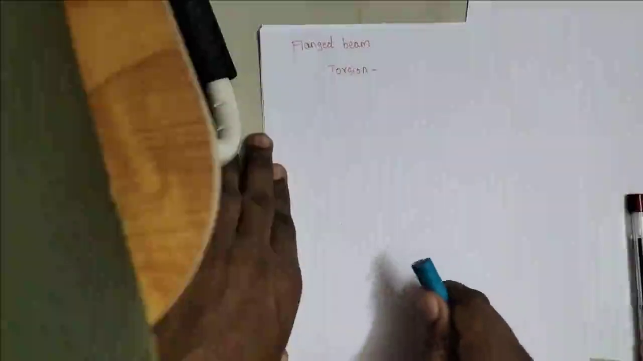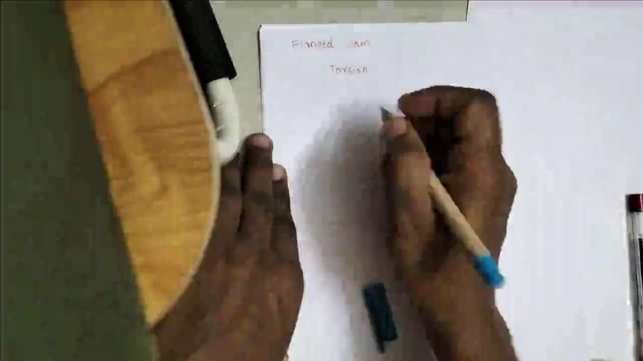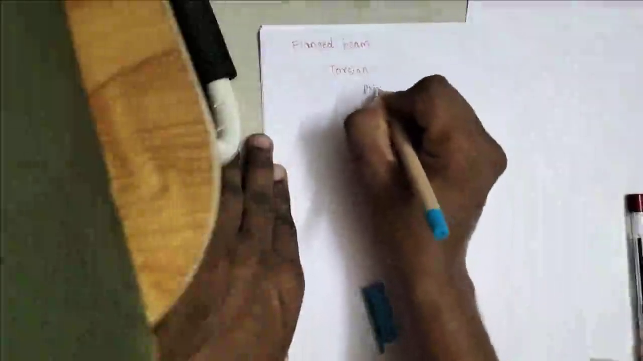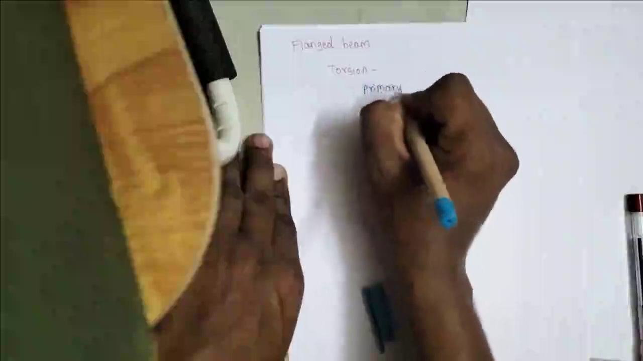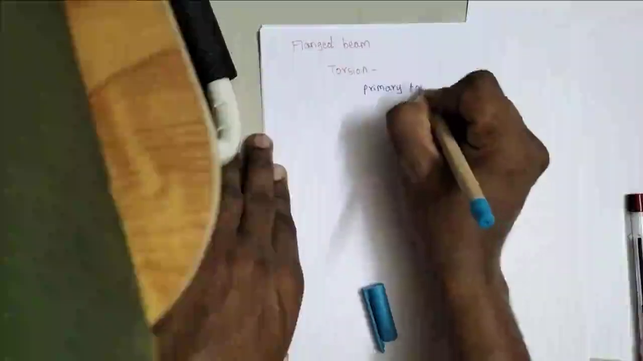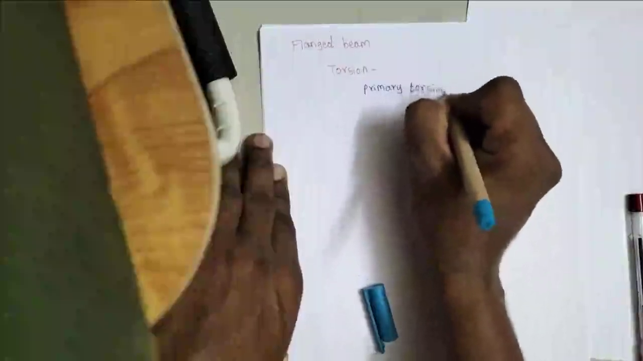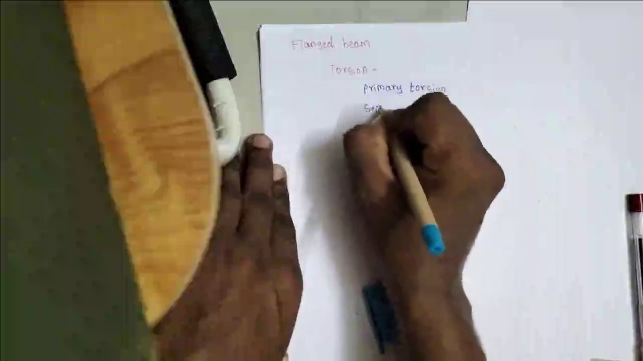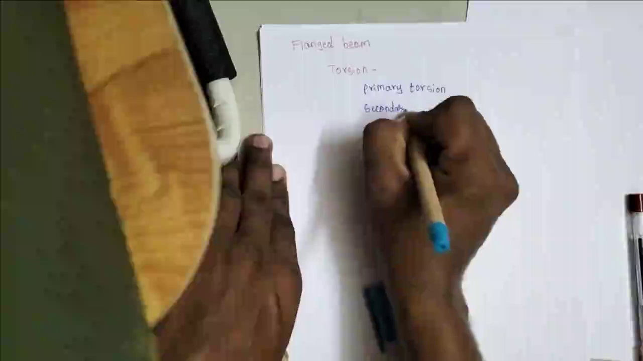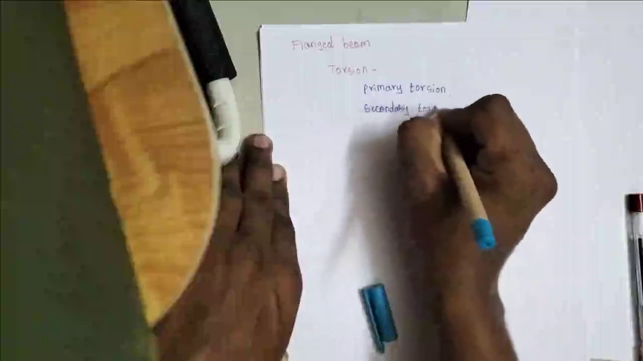If you look at torsion, we have two types of torsion. One is primary torsion, which will be directly induced on the beam due to load, and another one is secondary torsion, which will be induced in the beam due to the indirect action of the load.